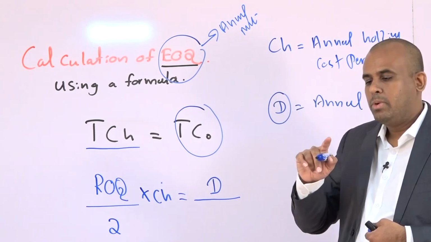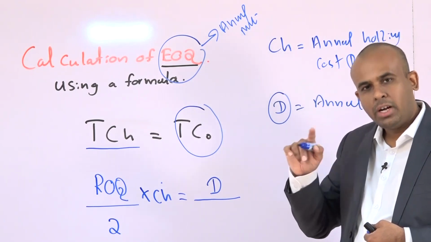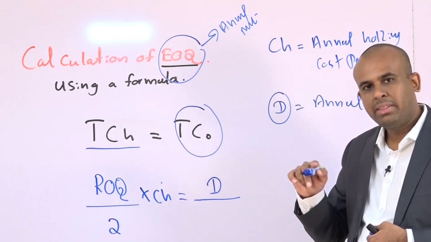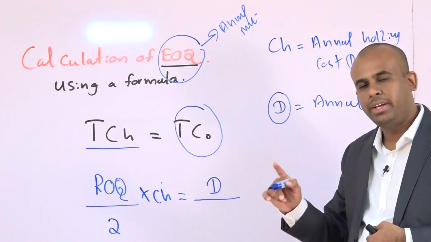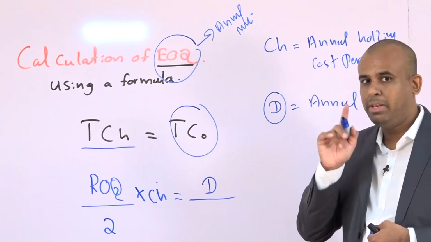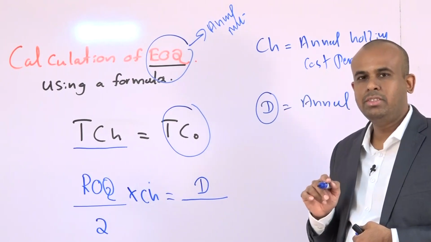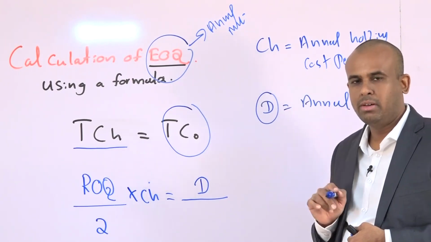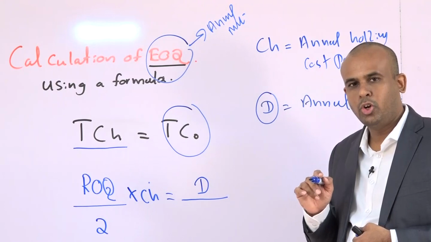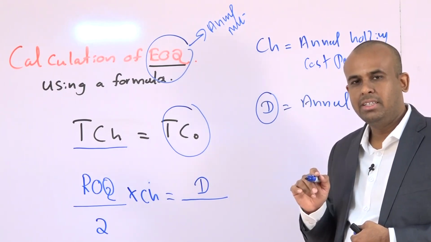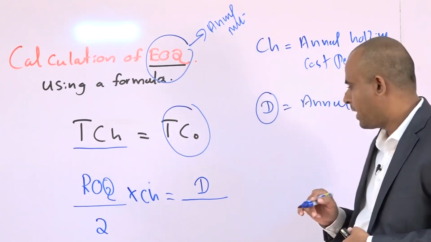If the monthly demand is not equal, then you need to find out what? The annual demand. But keep in mind, there is an assumption in the economic order quantity. We will talk about the assumptions later. Inventories are consumed evenly throughout the period, right?